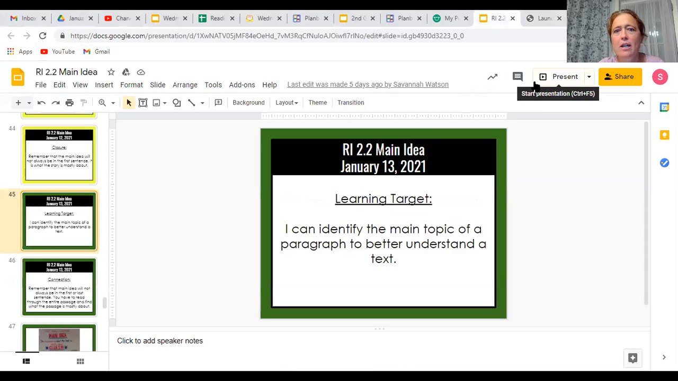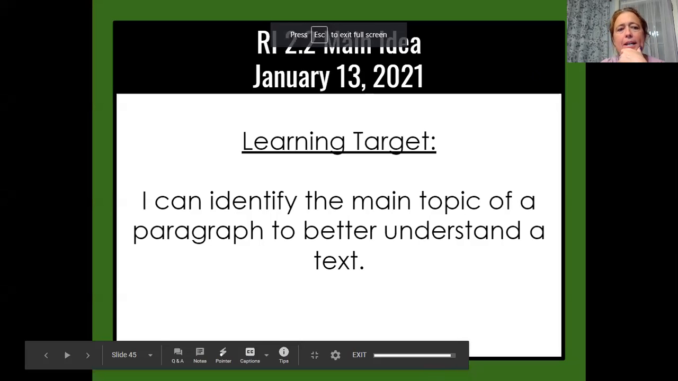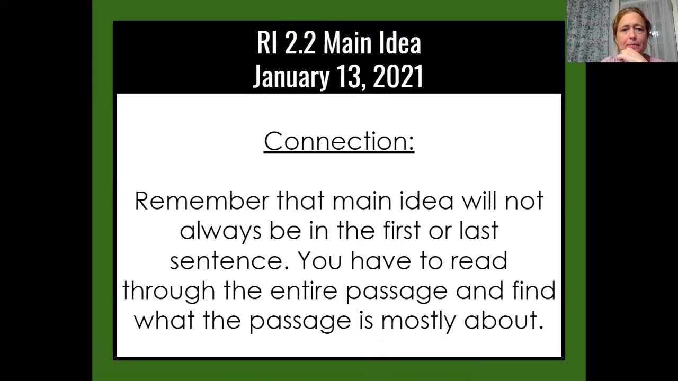All right, so we have been talking about main idea this week, and our learning target today is that I can identify the main topic of a paragraph to better understand a text. Remember that main idea will not always be in the first or last sentence. You have to read through the entire passage and find what the passage is mostly about.